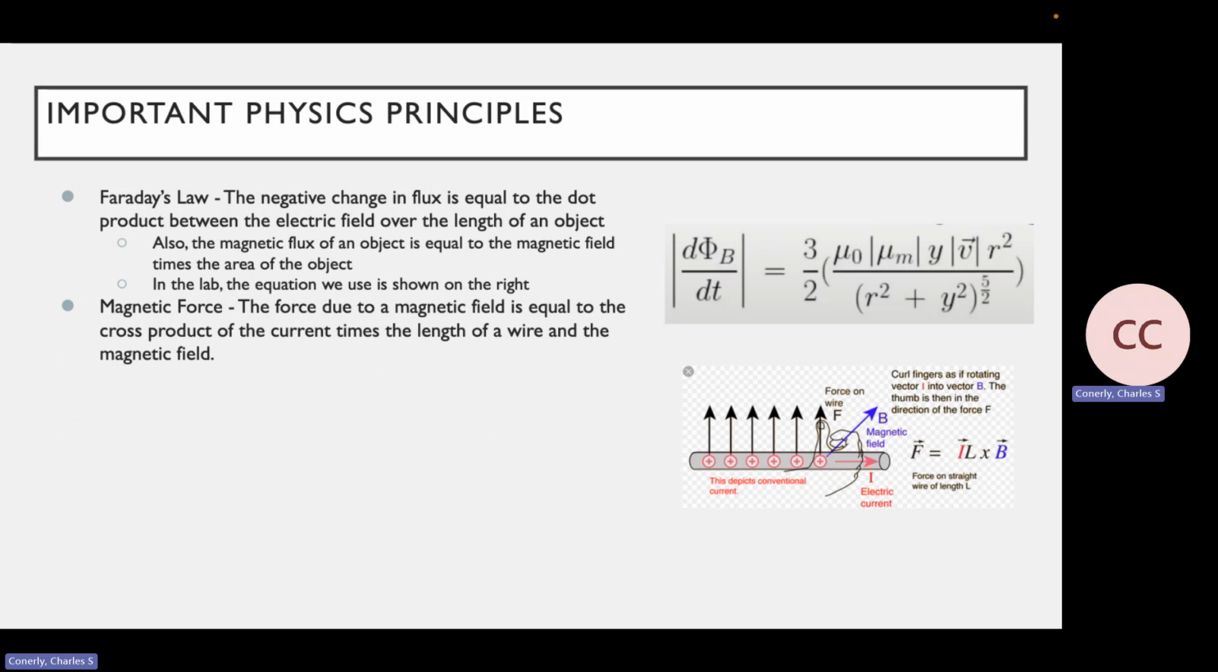So some important physics principles to remember is Faraday's law, which is the negative change in flux is equal to the dot product between the electric field over the length of an object. We also want to look at magnetic force, which is the force due to a magnetic field. This is equal to the cross product of the current times the length of a wire and the magnetic field. You can see these in action on the right to get a better understanding.